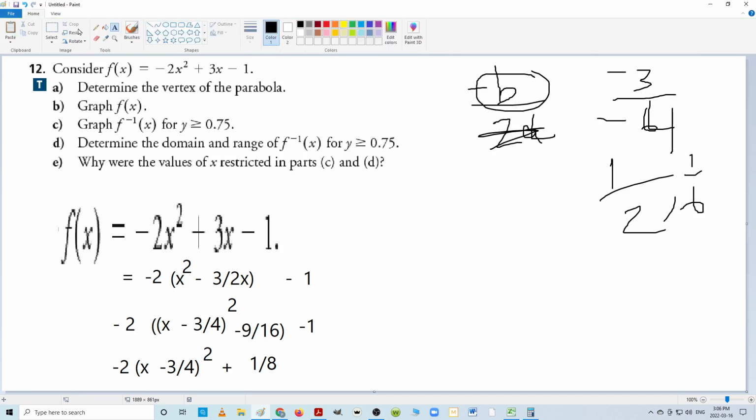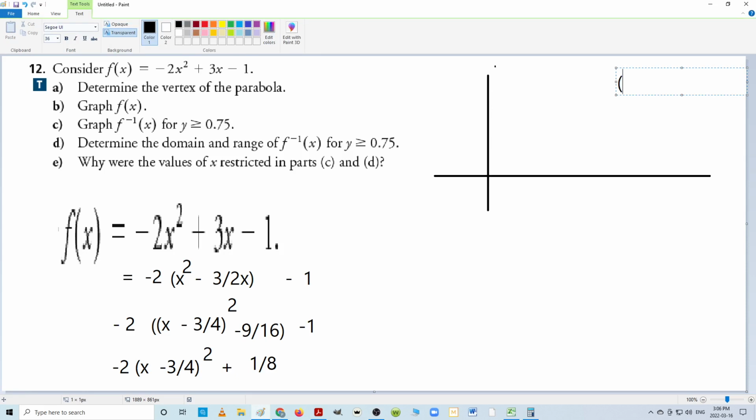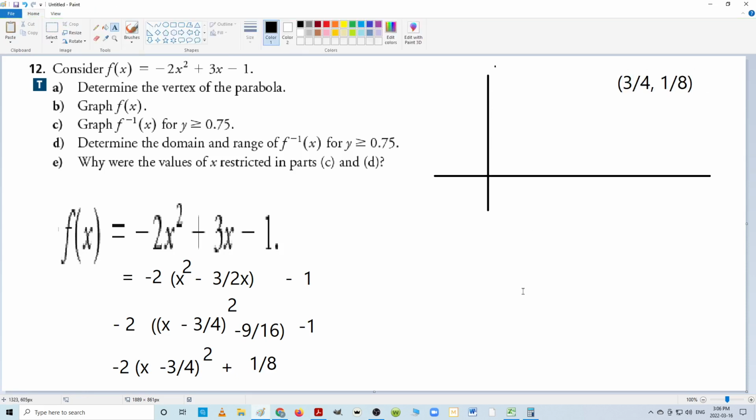If I'm going to graph it, I could very quickly. The vertex is going to be at 3/4, 1/8, so it's really tiny. It's going to be facing downwards.